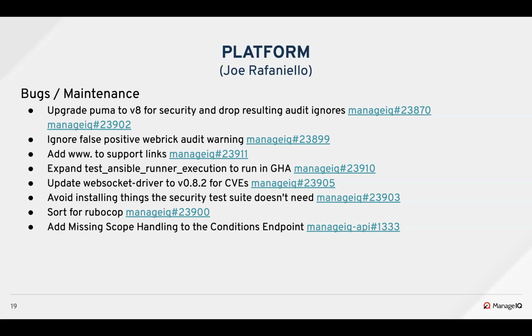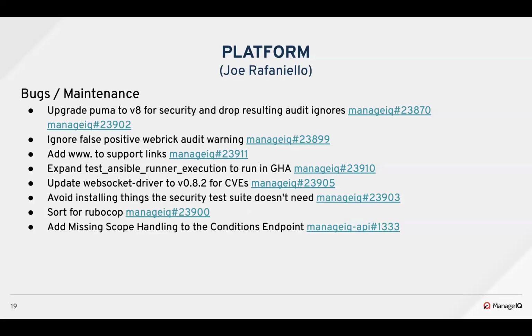Test Ansible runner execution, I updated that to be able to run in GitHub Actions. There were a few tweaks to it where it needs to run in an Ubuntu server as opposed to on our CentOS-based appliances, and that was the basis for being able to run the tests when the requirements.txt changes.